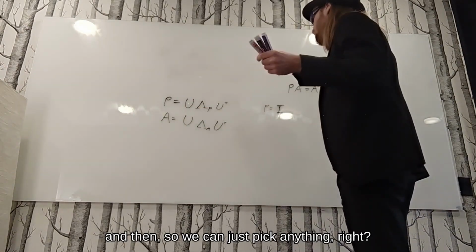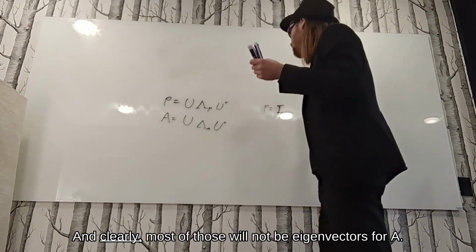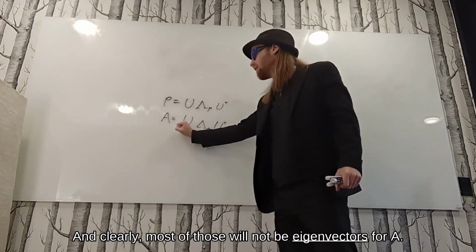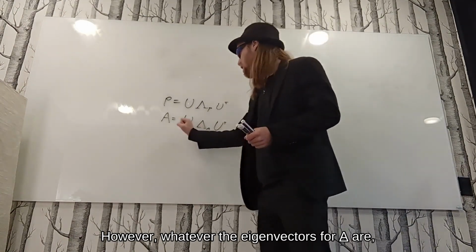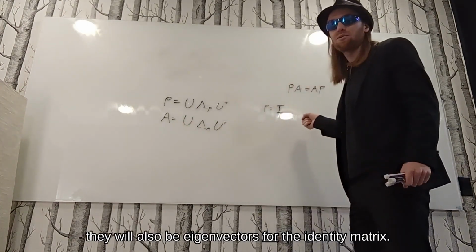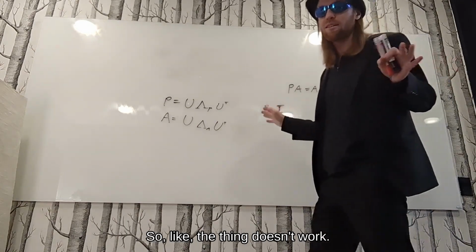So we can just pick anything, right? And clearly, most of those will not be eigenvectors for A. However, whatever the eigenvectors for A are, they will also be eigenvectors for the identity matrix. So the thing does work.